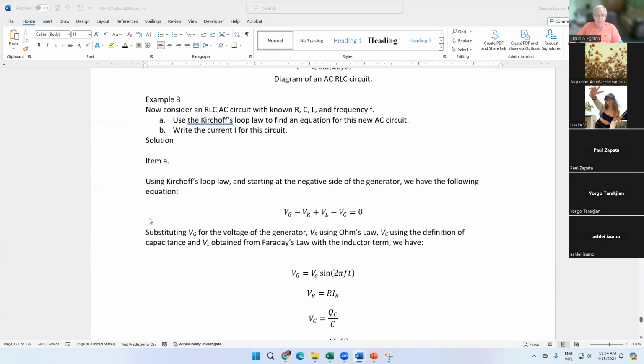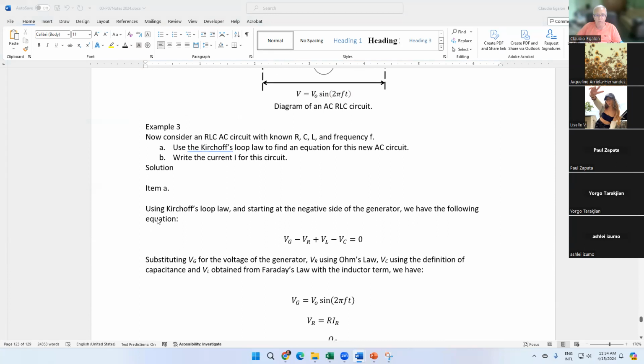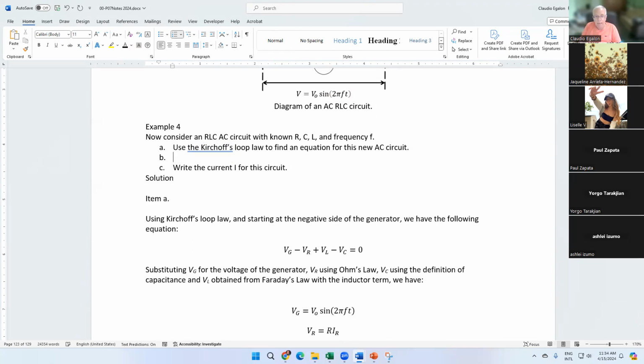We're doing here this example 4. Use the Kirchhoff law to find an equation for the new AC circuit, right? What else? B. Use a phasor diagram to find the net voltage of the circuit. The net voltage should be VRLC.